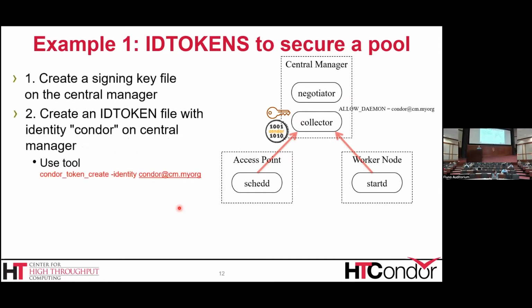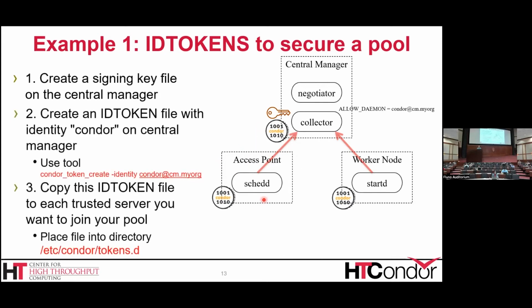So step two is I'm going to create an ID token file with the identity Condor on the central manager. To do that, as the administrator, I do condor token create with the identity flag, and I'm going to say that the identity for this token is condor@centralmanager.myorganization.